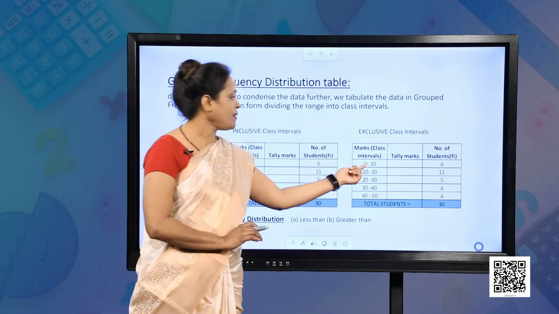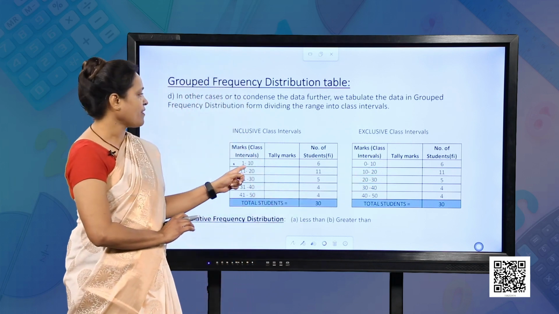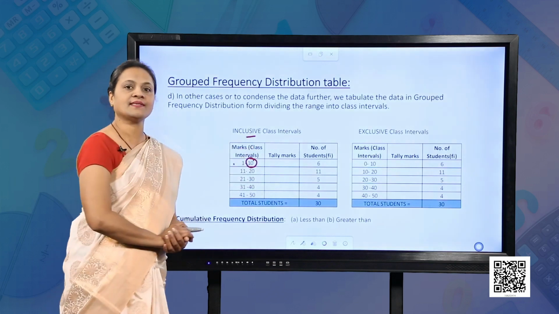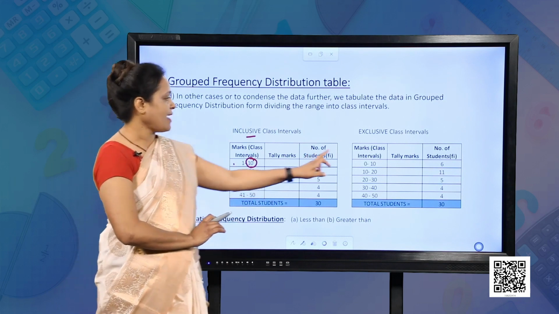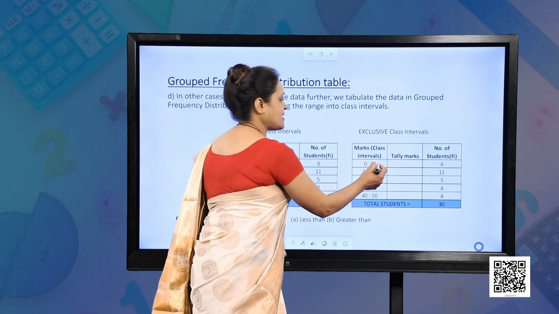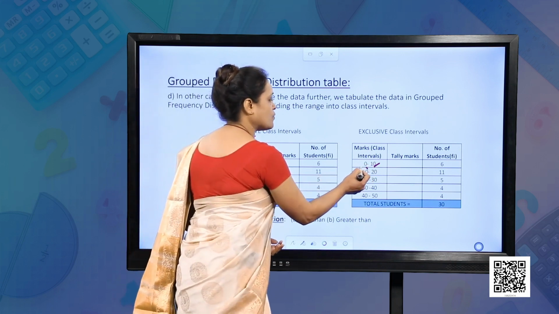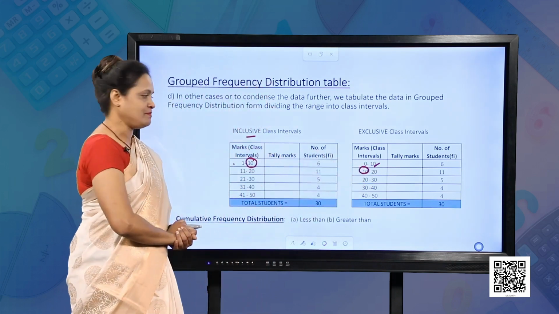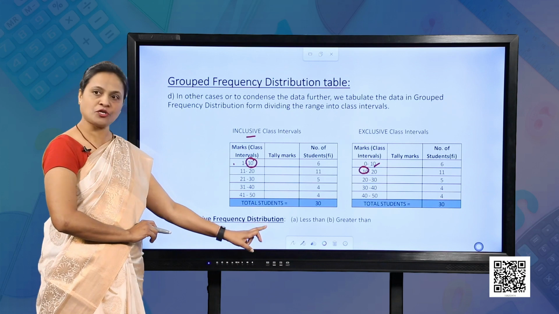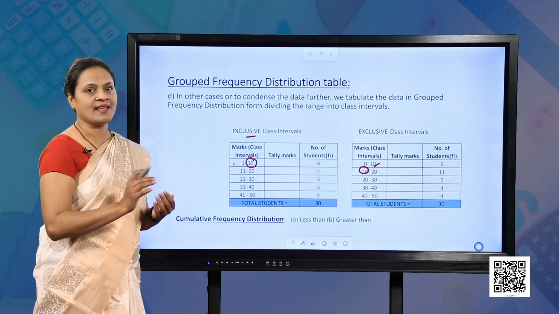Class intervals can also be from 0 to 10, 10 to 20 and so on. This type of class interval is inclusive because the upper class limit is included in this form. But here this type of class interval is exclusive because here the upper class limit 10 is not included. Rather this 10 is included in the second class interval. We can form less than and greater than cumulative frequency distribution tables using these tables. We will be looking at it in our next session.